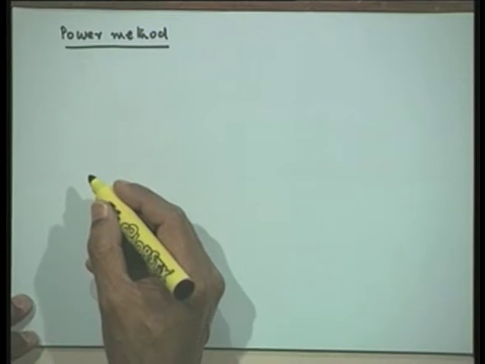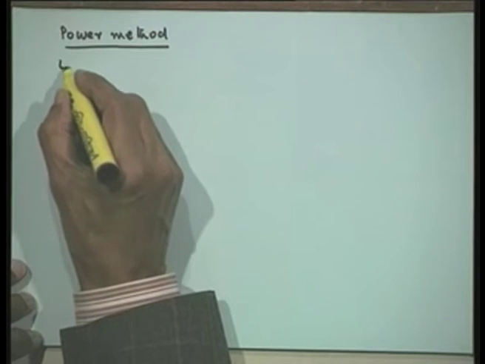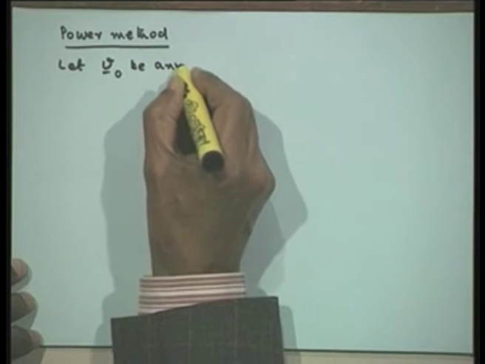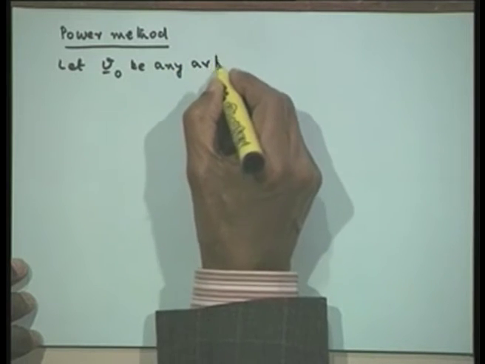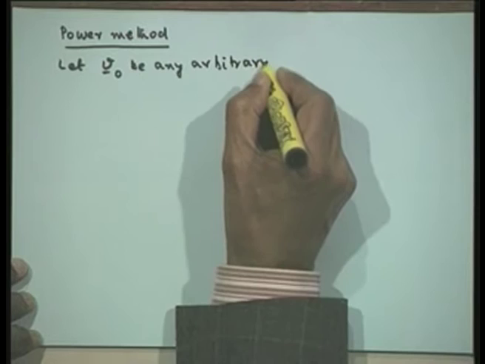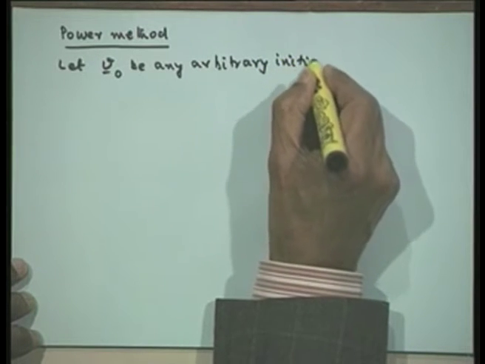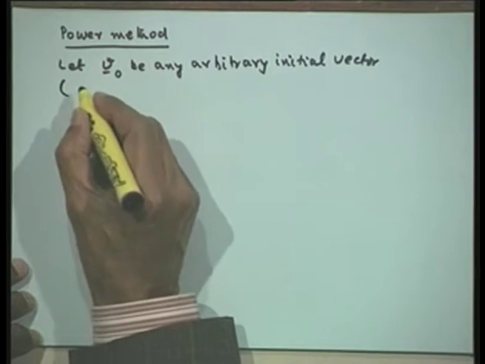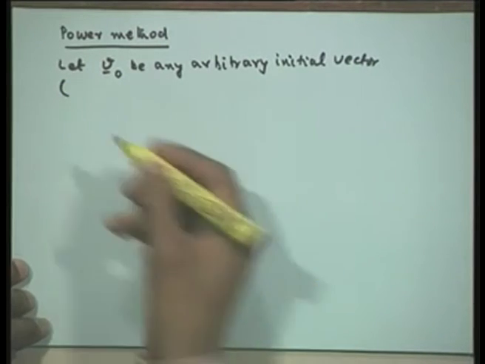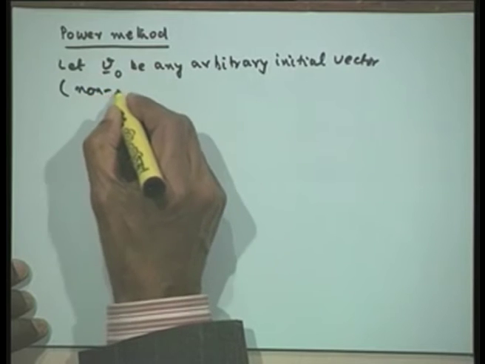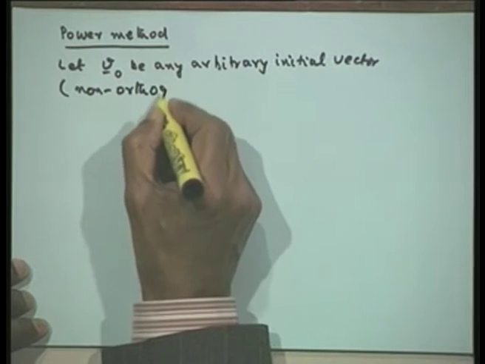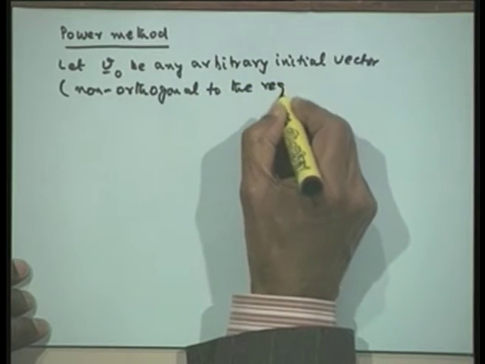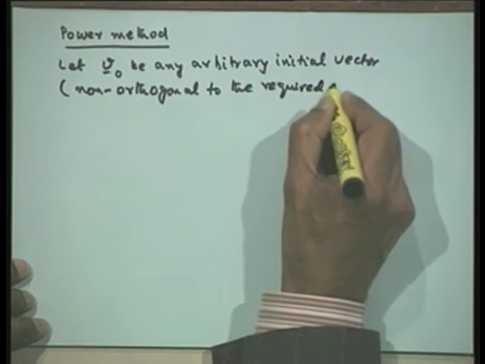Now, we start with any arbitrary initial vector. So, let us take V naught to be any arbitrary initial vector. Of course, we shall assume that it is non-orthogonal to the required eigenvector.